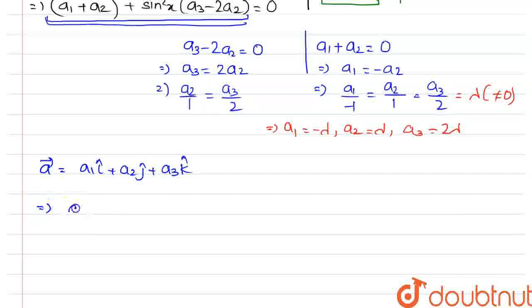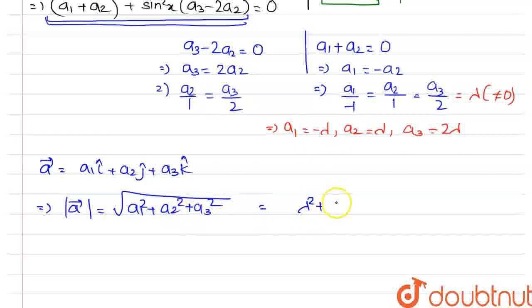So the magnitude of A vector, or the length of A vector, will be given as the square root of A1 square plus A2 square plus A3 square. Now we know the values of A1, A2 and A3 are this, so we'll substitute those values. The value of A1 square will be lambda square, the value of A2 square will also be lambda square, and the value of A3 square will be 4 lambda square. So the sum is 6 lambda square, that is, root 6 times lambda.